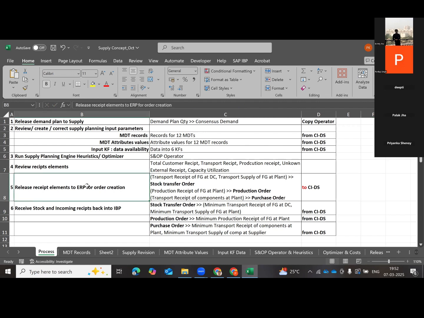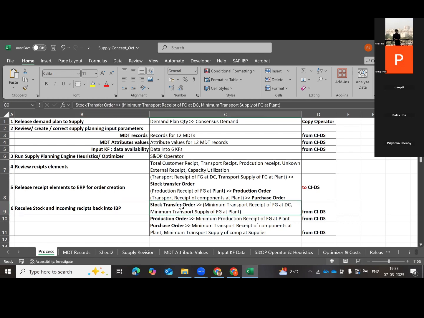And then as the fifth and sixth steps, we send back these receipt elements to the backend ERP. If it is ECC or any other backend system, then this output of the heuristic goes back to ERP, and then these orders are created. Transport receipt becomes stock transfer order, production receipt becomes production order, transport receipt to vendor becomes purchase order. These are the orders that get created in the backend ERP. So from IBP to CIDS to ERP, it goes as the fifth step. And then receive stock and incoming receipt back into IBP. And then these are all incoming receipts.